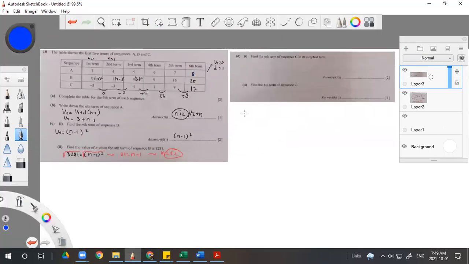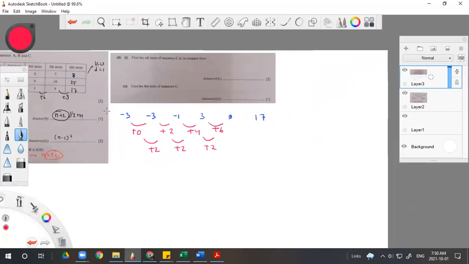-3, -3. Oh, we have double -3 here. -3, -3, -1, 3, 9, 17, right? Okay, I don't think you need to go too far on the right side. So this is plus 0, plus 2, plus 4, plus 6, and then this is plus 2. It's getting constant, right? Again, I don't memorize the formula. So let's try to derive.